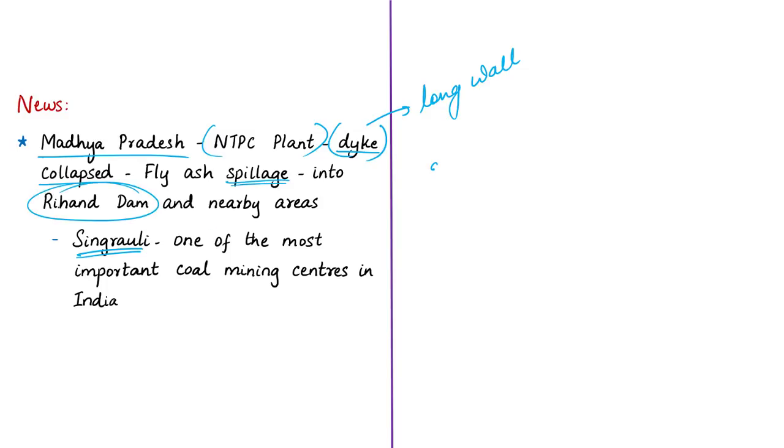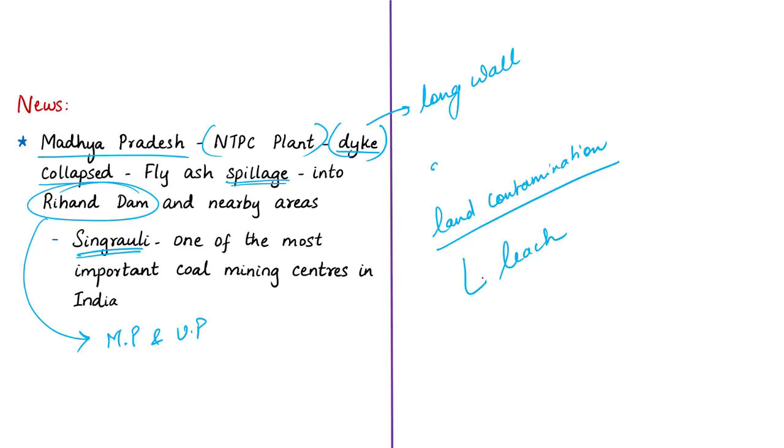the Rihand dam. Now know that this Rihand reservoir or dam is partly in Madhya Pradesh and partly in Uttar Pradesh. Because of the spillage, whoever is consuming the contaminated water is at risk because it contains many heavy metals like arsenic, mercury, cadmium, etc. As a result of the breach, fly ash has also spilled over several acres of nearby land. This spillage can contaminate the land, because the heavy metals in the fly ash may leach or drain away when it comes in contact with water. The toxic leachates may run away with water and contaminate the land.